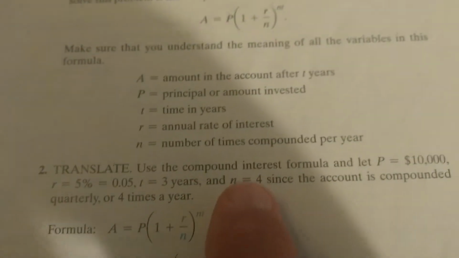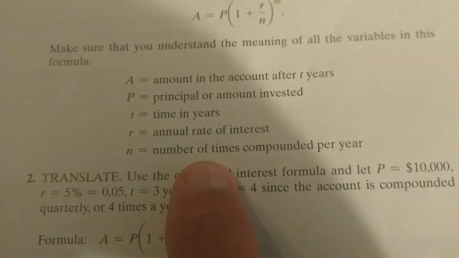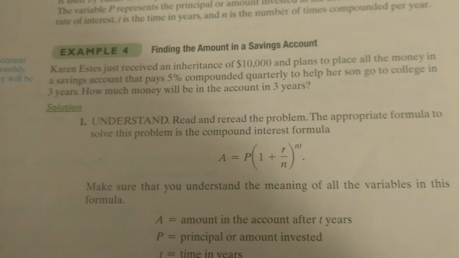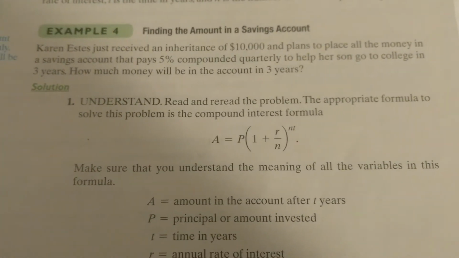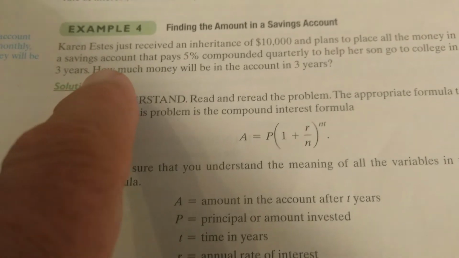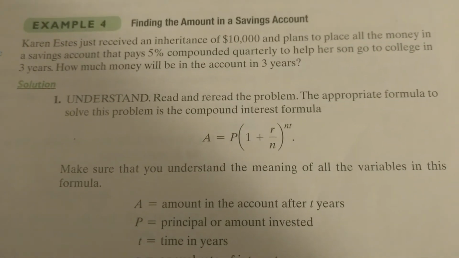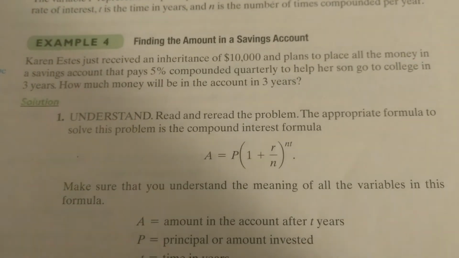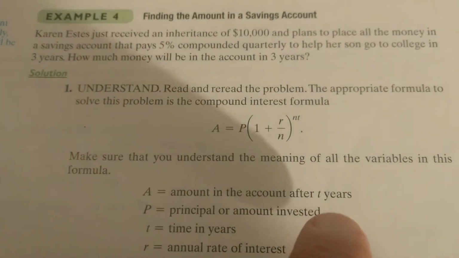And you can see all this right here. This is on page 73 of your textbook. Basically, these problems are not very difficult because you read the problems and you stick the numbers where they're supposed to go in the formula. Like, for instance, this one says Karen Estes just received an inheritance of $10,000 and plans to place all the money in a savings account that pays 5%.